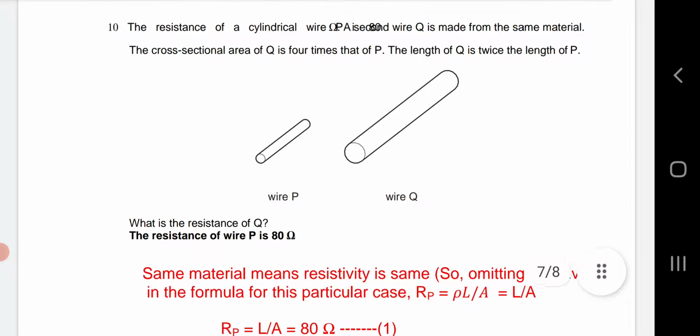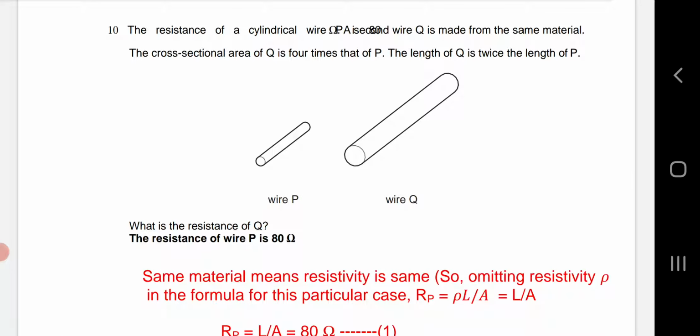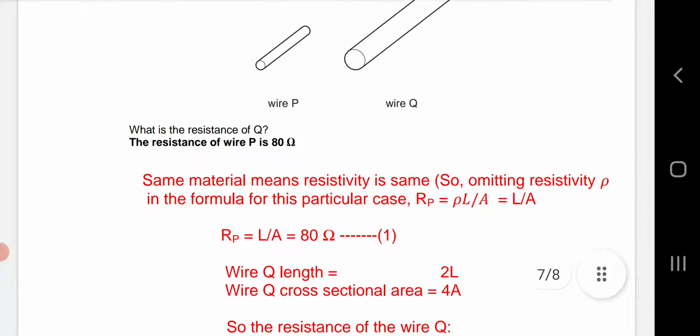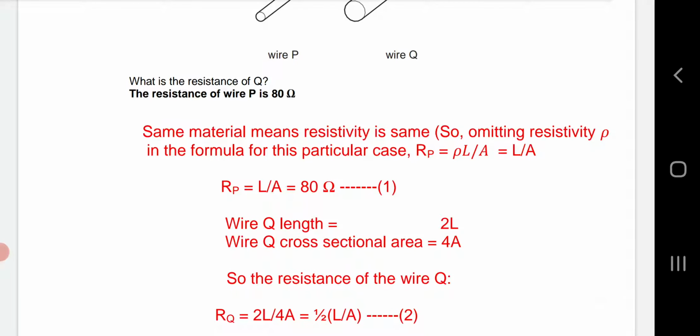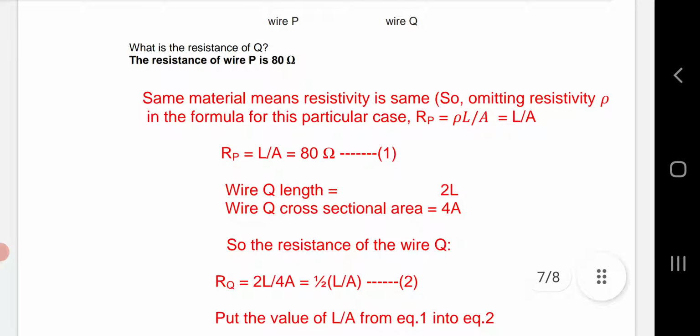Now in the question, if you see the second statement, the cross-sectional area of Q is 4 times that of P, and the length of Q is twice the length of P. So the length of Q wire is 2L, twice the length, whereas the cross-sectional area of Q wire is 4A, 4 times the cross-sectional area of the P wire. So the resistance of wire Q will be L over A. Put 2L instead of L and put 4A instead of A. So resistance of Q wire is equal to half L by A. This is equation number 2.